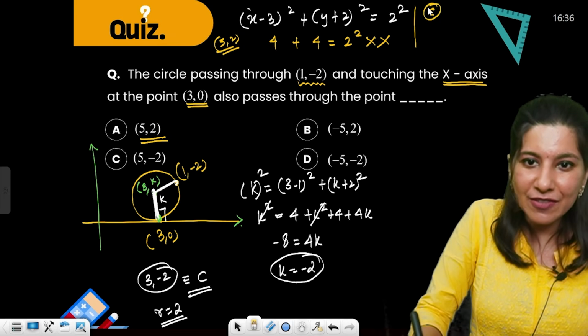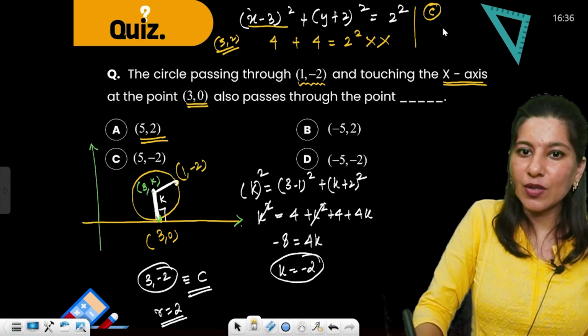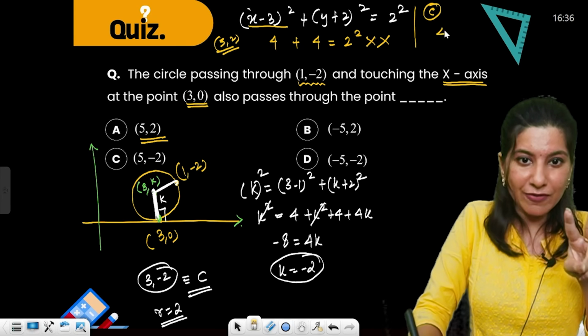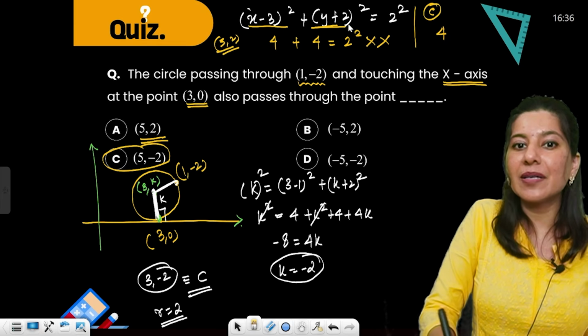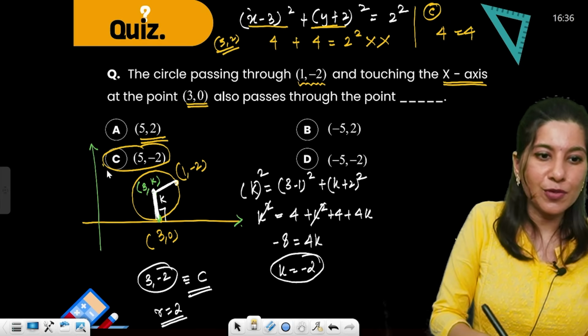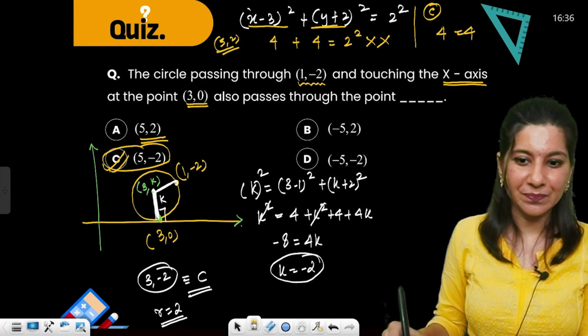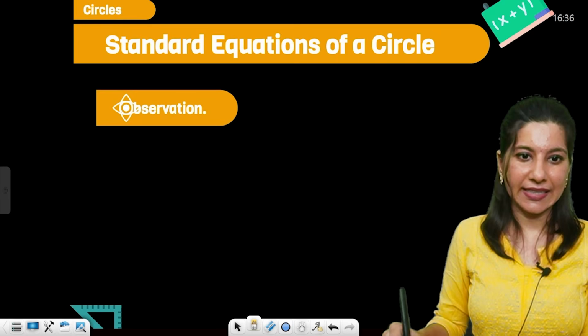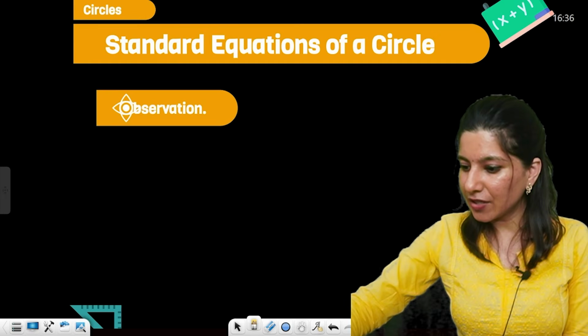So, option C we will check directly. (5, minus 2). The moment you put 5 over here, you get 5 minus 3, 2 square, 4. Minus 2 plus 2, it will become 0. 4 equals 4. Option C is clearly satisfying this. Okay. Clear. I guess we are done with the basics.